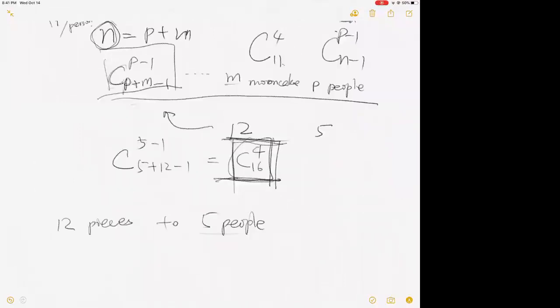C(number of people plus number of mooncakes minus 1, number of people minus 1), this is the number of dividers, okay?